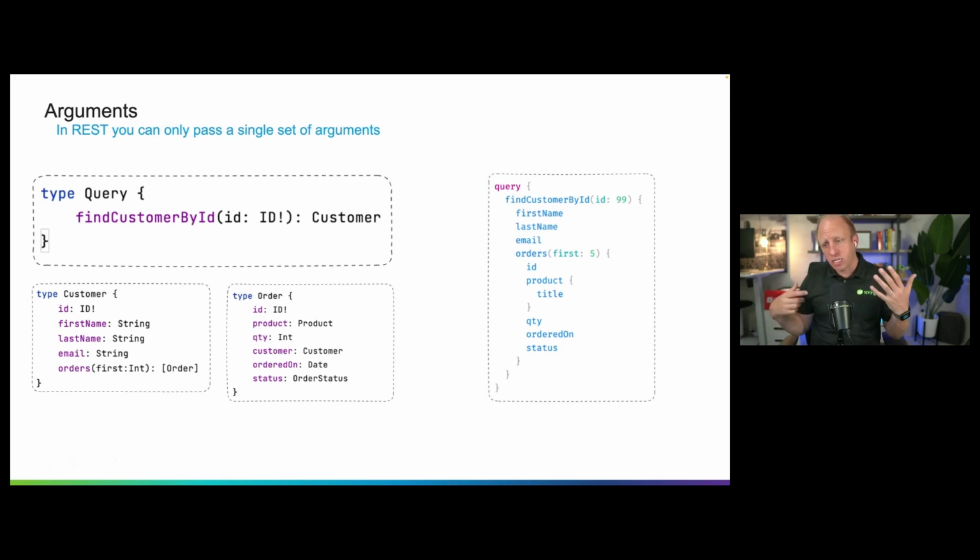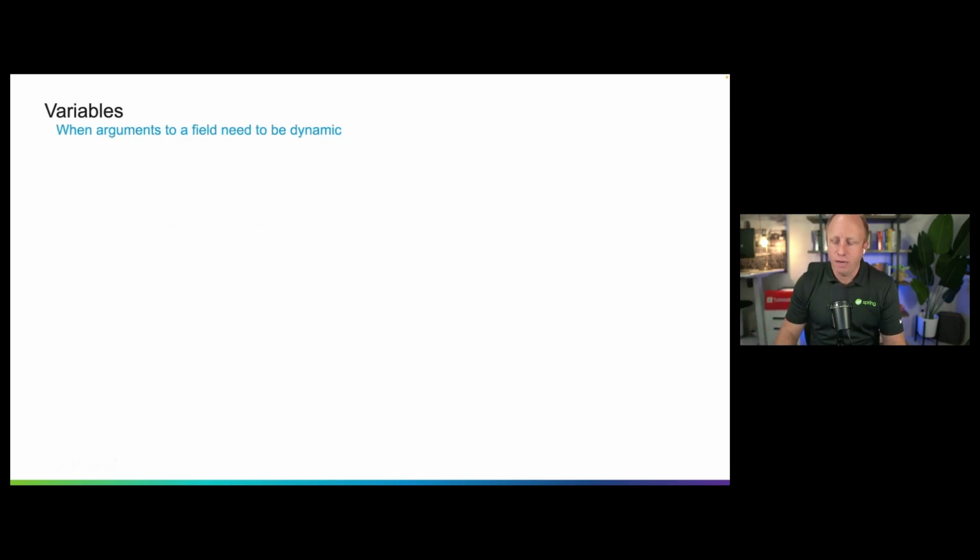So now I can start to construct a query that says, hey, find me this particular customer. And for orders, just give me the first 5. And here are the fields that I want from both product and orders, right? Or from customer and orders. And an order brings back a product. I don't want all the product information. Maybe I just want a title. Again, arguments really allow us to start to stitch together this graph and the ability to get exactly the data that we want in a particular query.